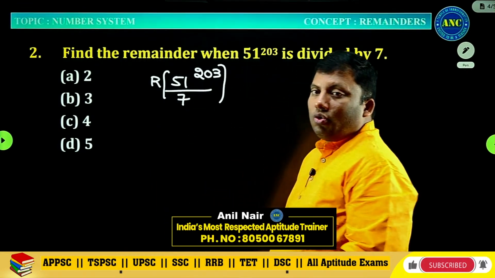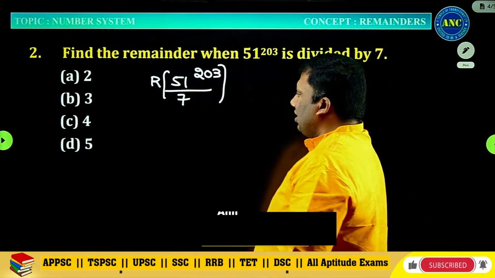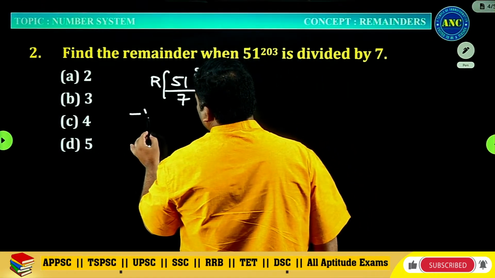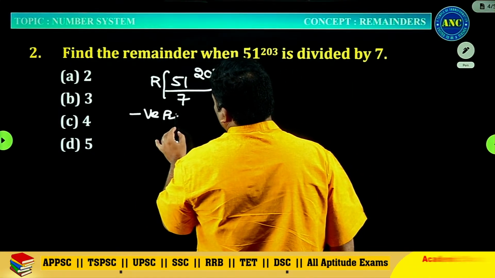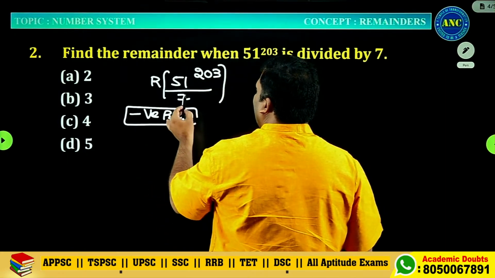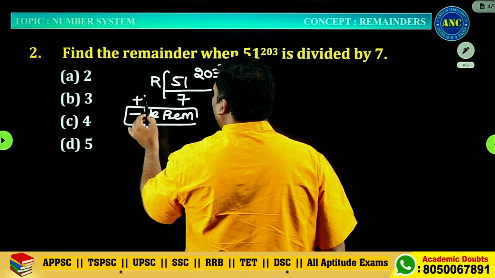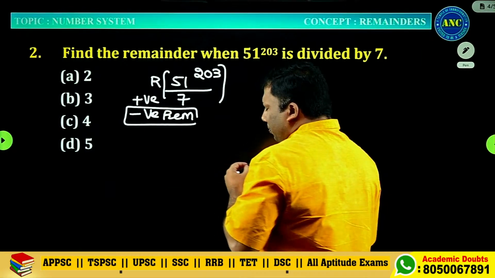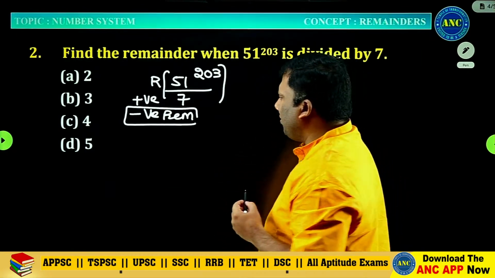51 power 203 divided by 7. How to solve this kind of question? Now see here, negative remainder approach. First thing, either negative remainder or positive remainder, both the approaches will give you the same answer.